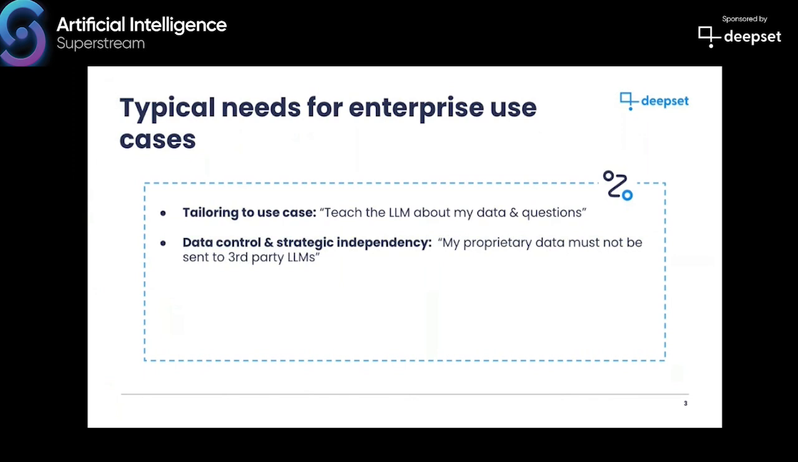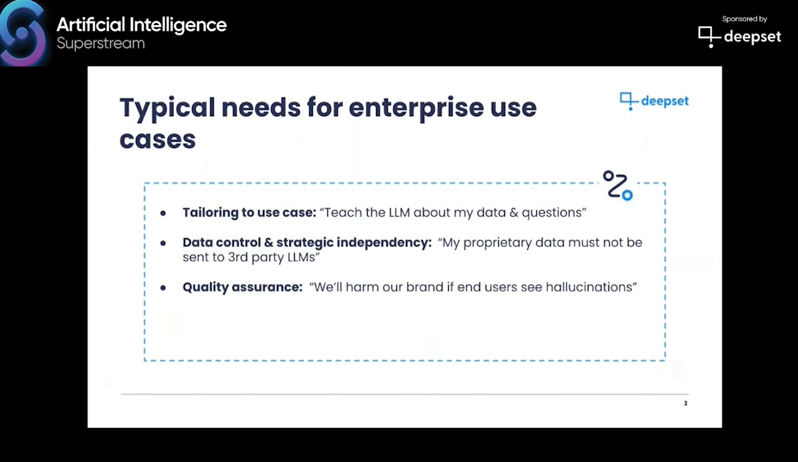Number 2, when our use case relies on this internal data, what data can we actually send to third parties? How independent are we of this third party? Especially with the events lately around OpenAI, more and more customers are careful about depending heavily on one single provider and putting all the eggs in one basket.